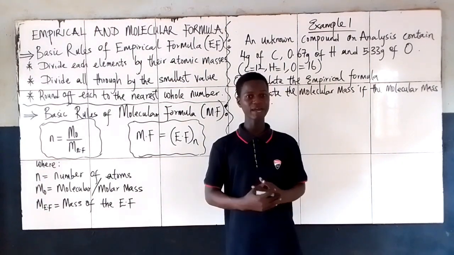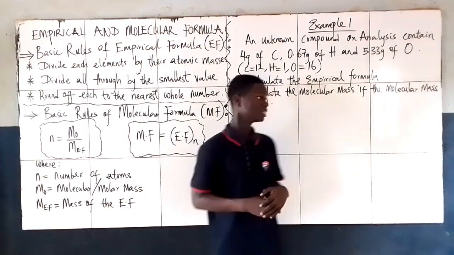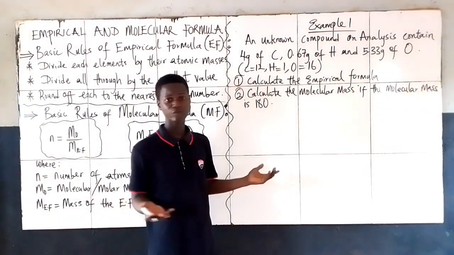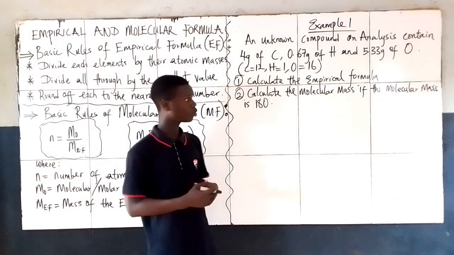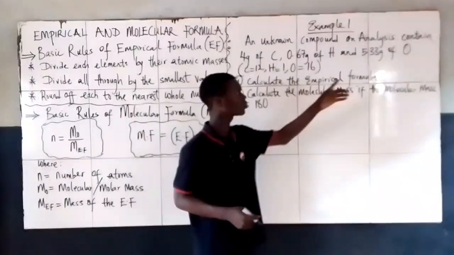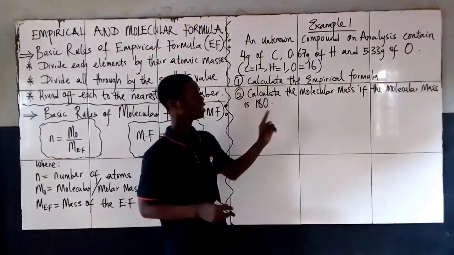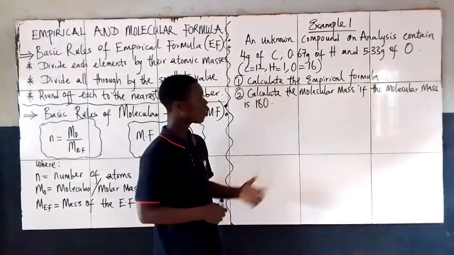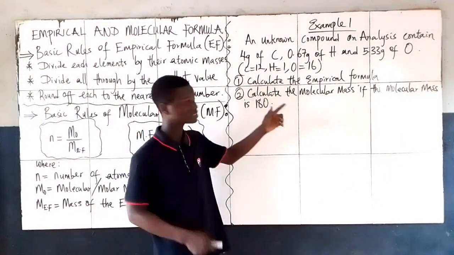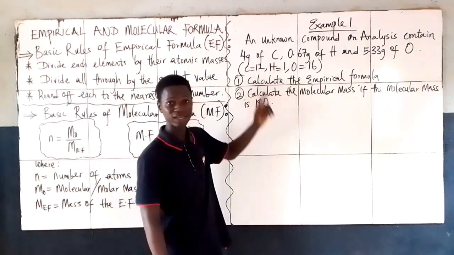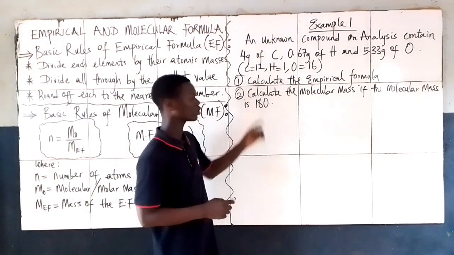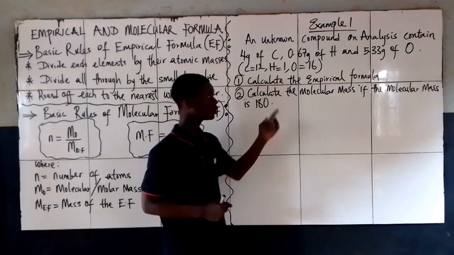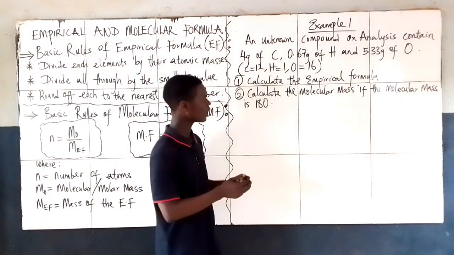So without wasting much of your time, guys, let's get on to the question on the board. Looking at example 1, they said an unknown compound. We don't know the molecular formula of the compound, neither do we know the empirical formula, so it's unknown to us. They said on analysis it contained 4 grams of carbon, 0.67 grams of hydrogen, and lastly 5.33 grams of oxygen. We're given the respective atomic masses of carbon, hydrogen, and oxygen in the bracket, as you have seen here. The first question was for us to calculate the empirical formula. So we are asked to find out what the empirical formula of the unknown compound is. So let's see how we solve that.